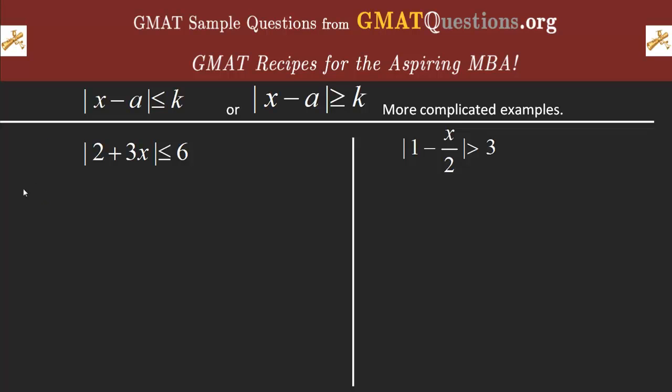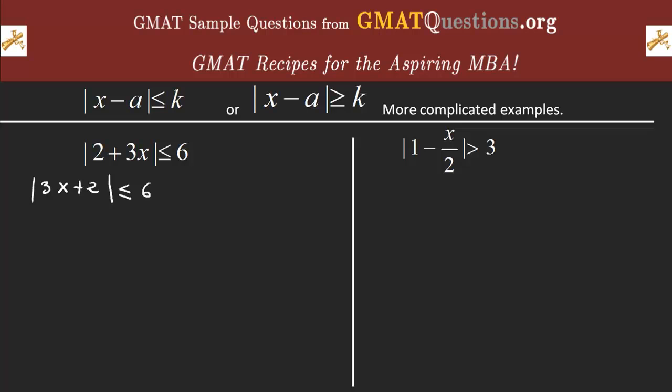Okay? So in this particular case, the first case, we have the absolute value of 2 plus 3x is less than 6. In order to bring this to something that looks like absolute value of x minus a less than k, first we're going to switch the position of the 3x and the 2. So we're going to write that 3x plus 2 is less than or equal to 6. I hope you agree with that. It's the same by virtue of the commutative property.